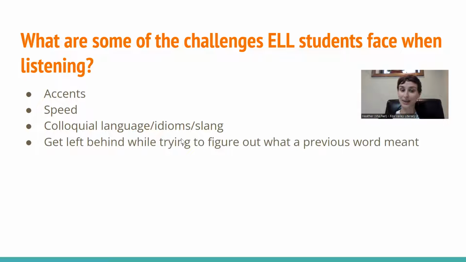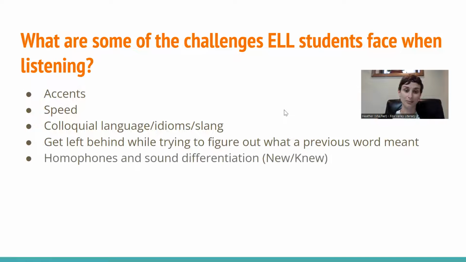So students can get left behind while trying to figure out what a previous word meant. Homophones and sound differentiation, so "new" and "knew," for example. Register, so if I'm speaking in a formal context or I'm speaking more informally, Americans or people who speak English as their first language or fluently will get to a point where you're switching register based on the context and who your audience is, or the role of the people you're speaking to, and that can be very confusing for newer language learners.